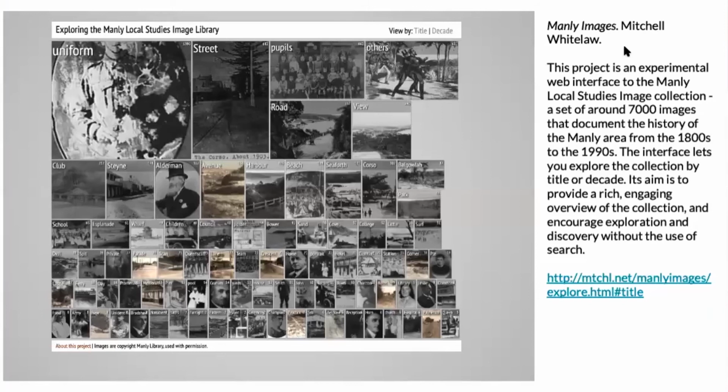And so the Manly Local Studies Image Collection is a set of around 7,000 images that document the history of the Manly area from the 1800s to the 1990s. The interface lets you explore the collection by title or decade, and its aim is to provide a rich, engaging overview of the collection and to encourage exploration and discovery without the use of search. So again, it doesn't have a search bar as the first thing you see.